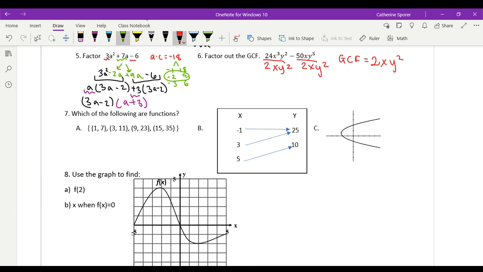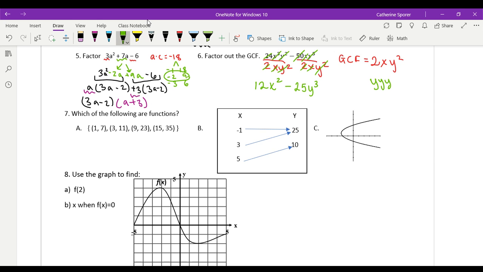For the first one then, that's going to give us 24 over 2, which is 12. X to the third over x, one of those x's is going to cancel to give us x squared. Y squared over y squared cancels completely. Then for the second piece, we still have that subtraction in the middle. 50 over 2 is 25. The x over x cancels. And y to the fifth over y to the second, two of those cancel to give us y to the third.